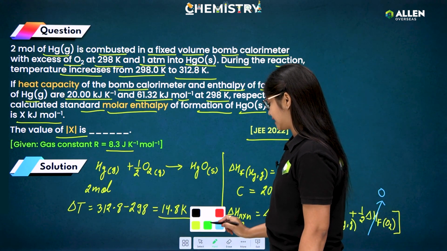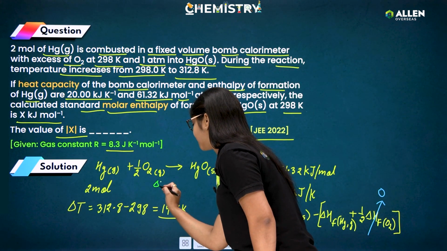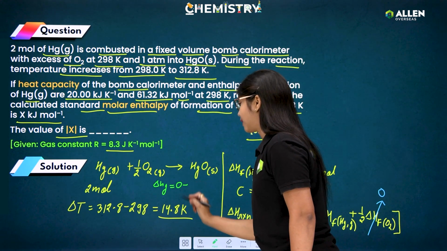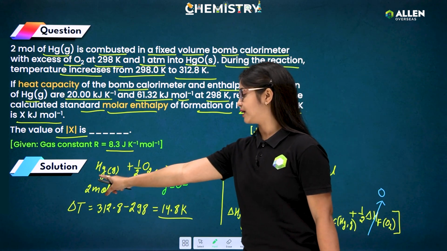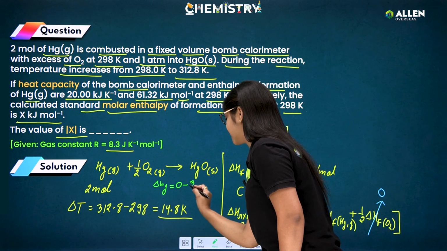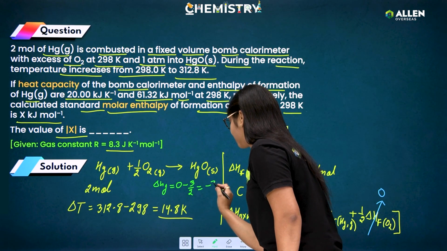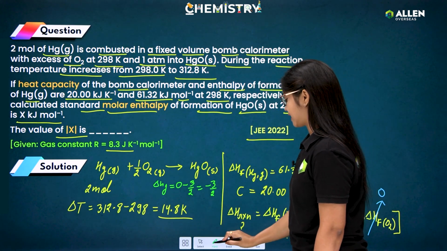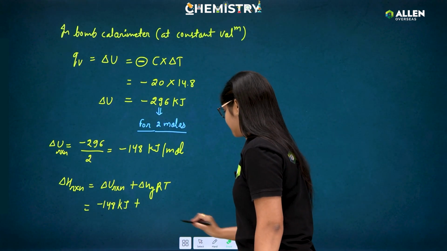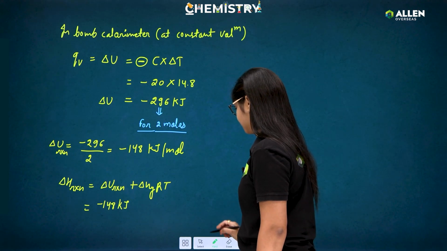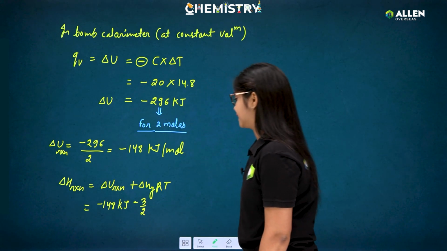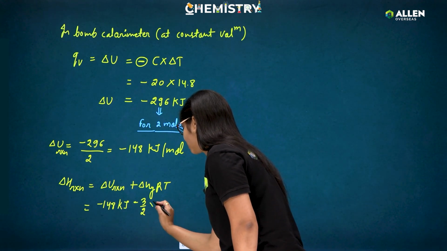What is the value of delta ng? For this reaction, the value of delta ng will be, this is solid, so this will be 0 minus, we have half and 1, so 3 by 2 moles of gas. So 0 minus 3 by 2, so we can say minus 3 by 2. This is the value of delta ng, so we have to put this value in this equation. So this is minus 3 by 2, minus 3 by 2, okay, and into R.